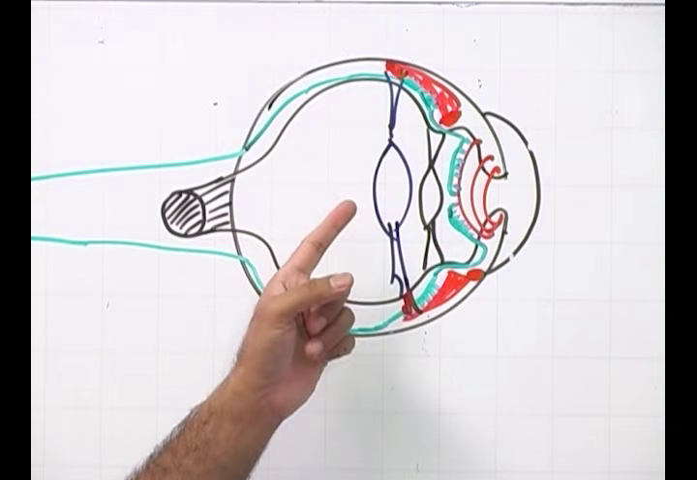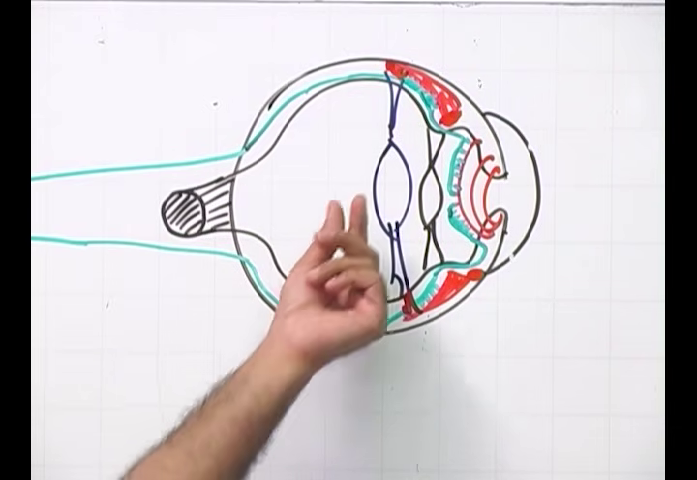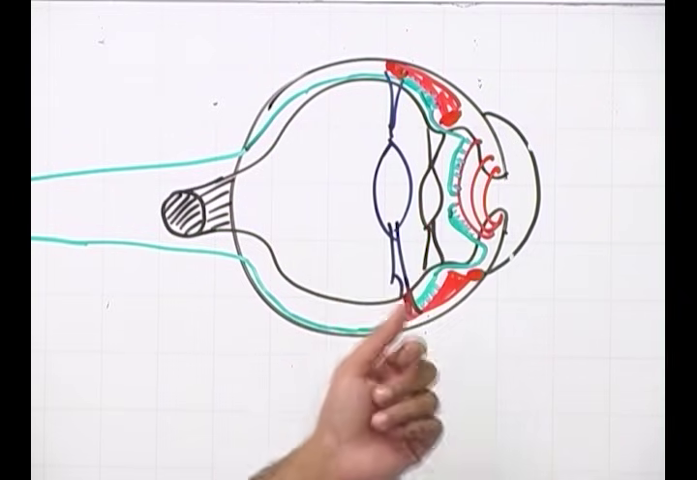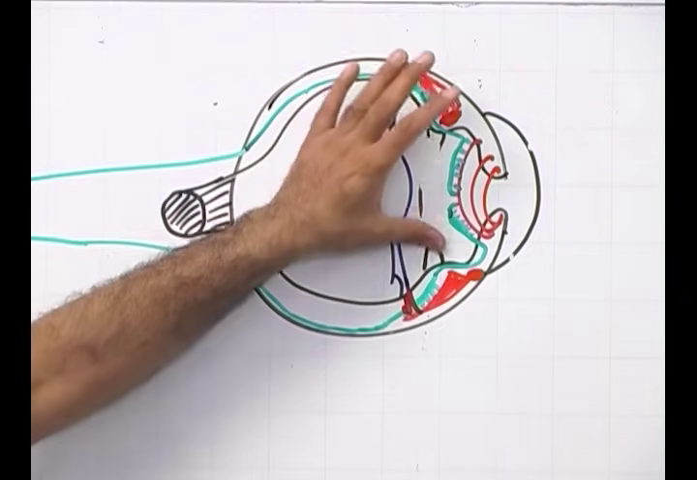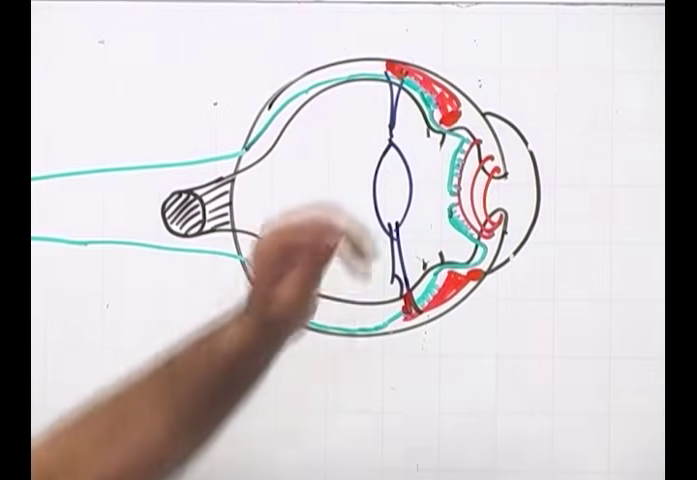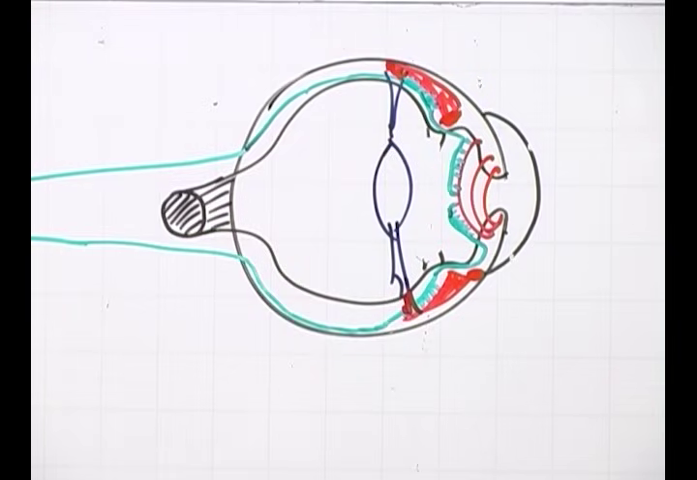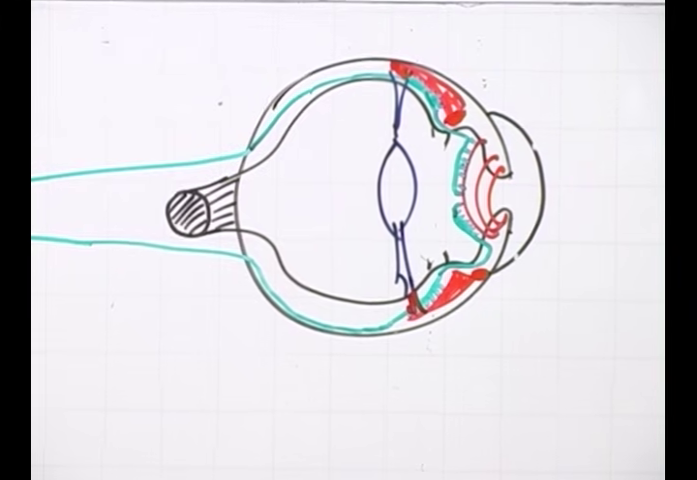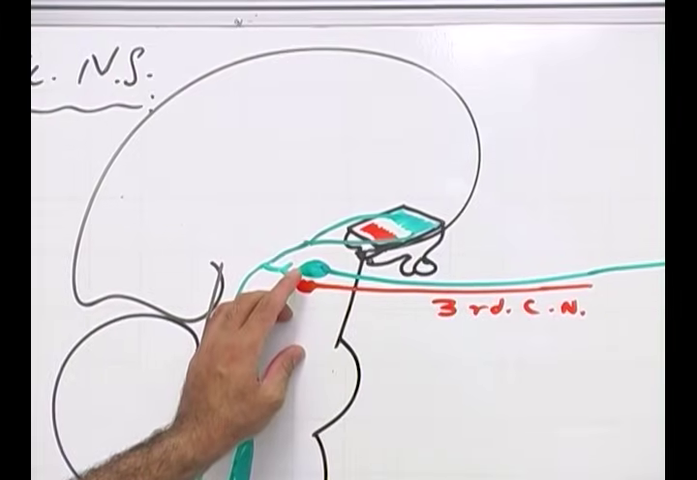And if the lens is pliable, as it happens in younger age, the lens will become more globular. And if the lens becomes globular, that will end up in what? Accommodation for near vision. So it means the Edinger Westphal nucleus has one function, that it helps in accommodation for near vision.